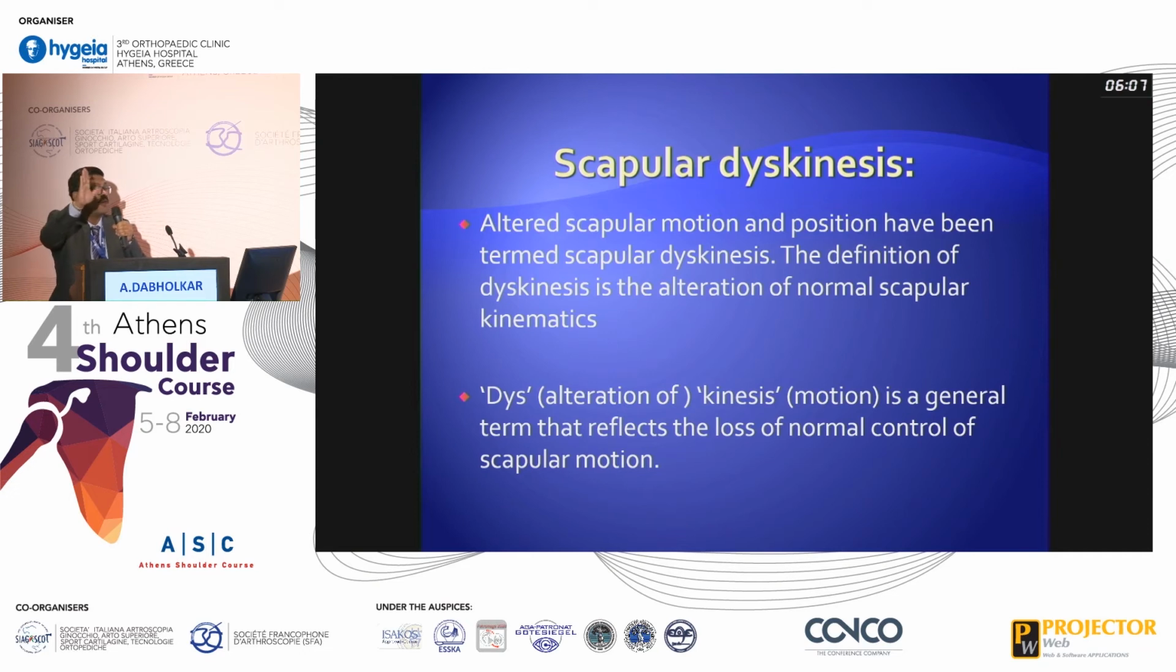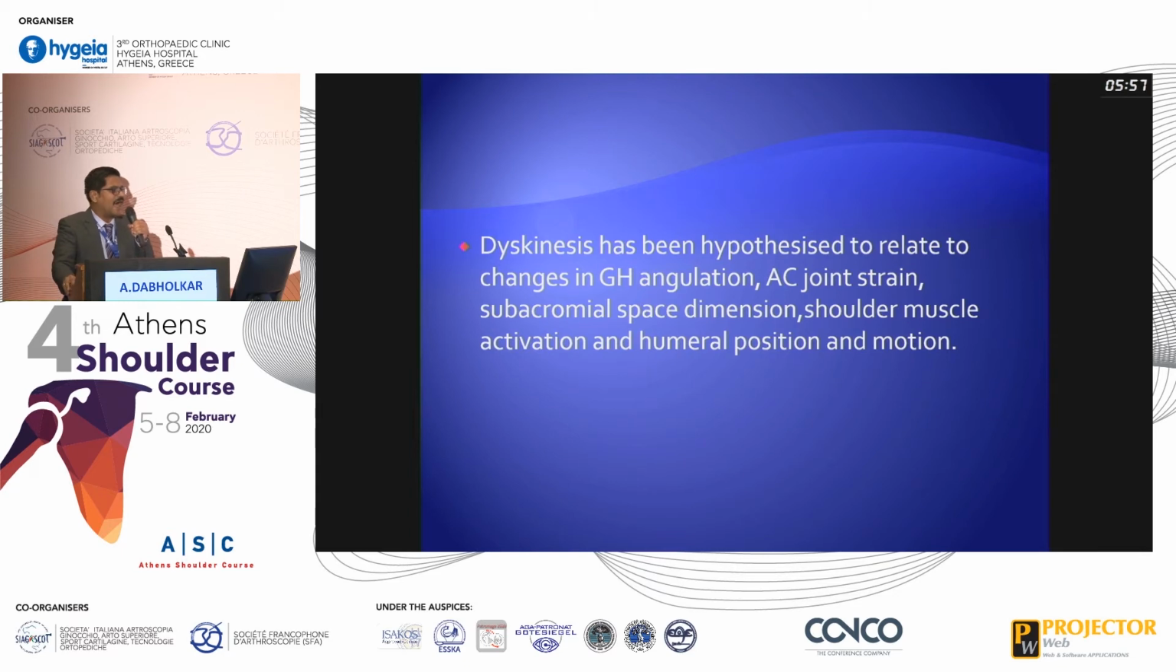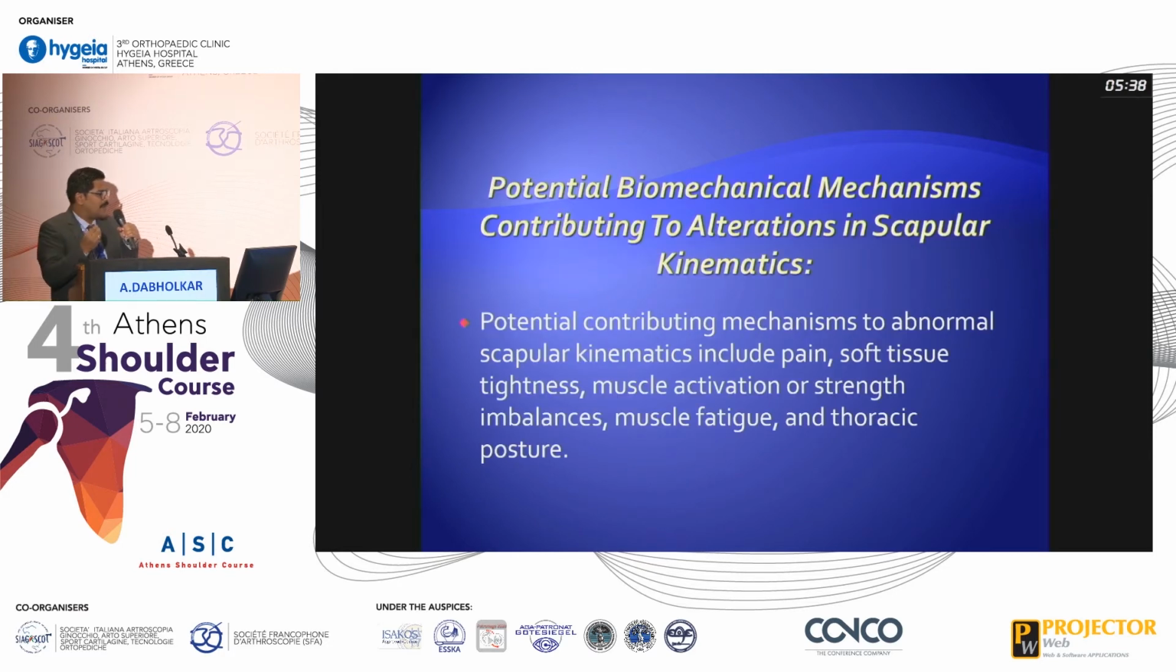This is what I taught you about the 3-dimensional kinematics of the scapula, which all the Scapula Summit people have learned. Dyskinesis has been hypothesized to relate to changes in glenohumeral angulation. So it's not about the scapula. It can be glenohumeral internal rotation, AC joint strain, subacromial dimension problems, shoulder muscle activation problems, or humeral position and motion. What are the potential biomechanical mechanisms contributing to the alteration of the scapula?